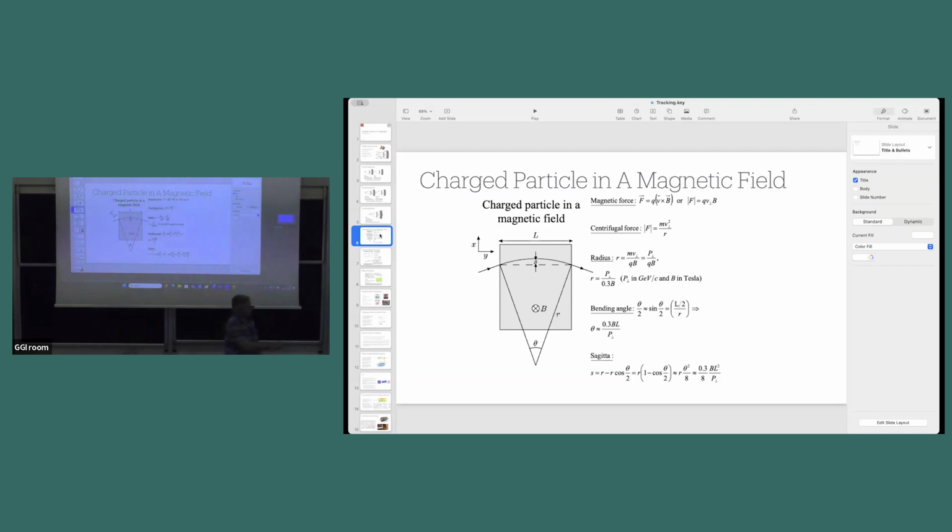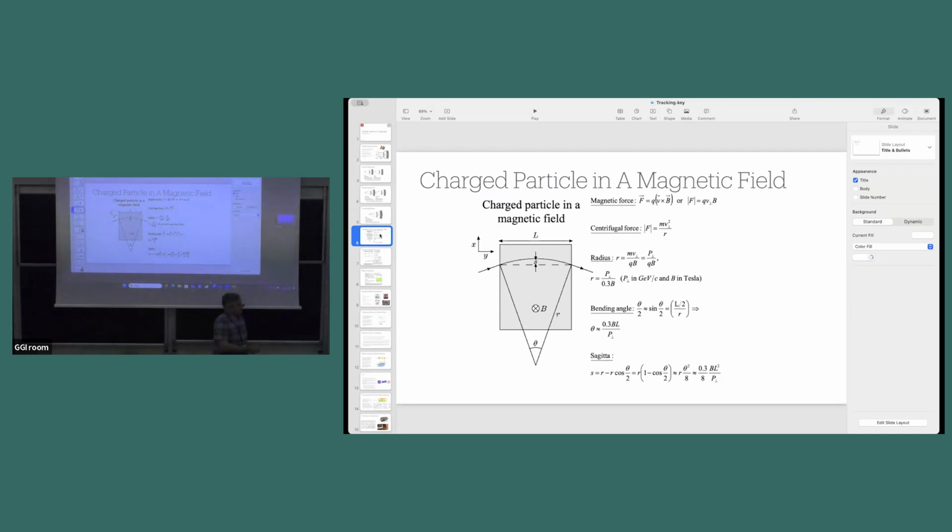So as Daniel already pointed out, there's this 0.3, and it just so happens that if you put into the formula p in GeV and B in Tesla, then you get a radius out that is in meters, and it just happens to be around this 0.3. Okay, you can go through the numbers yourself.